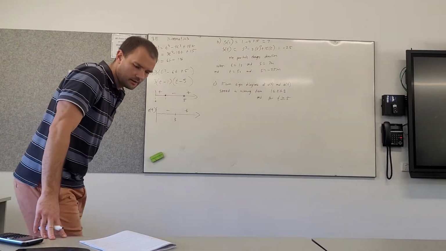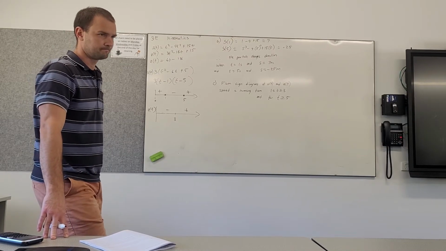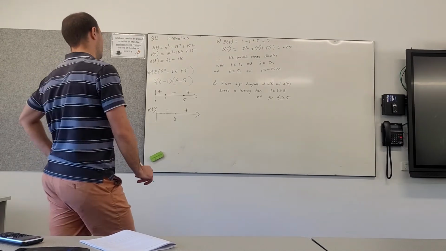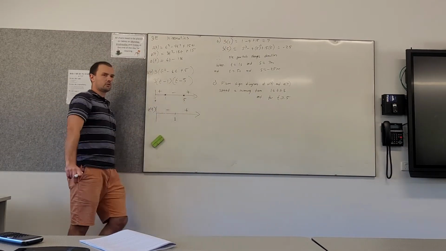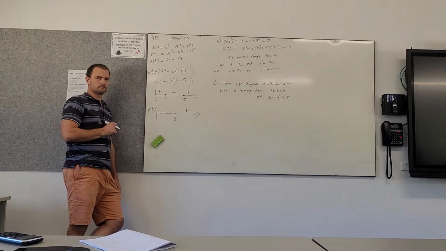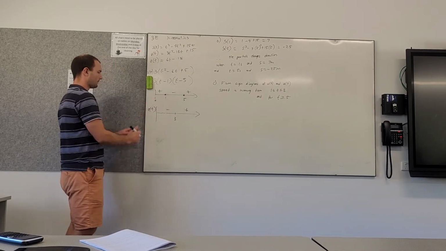Okay, part C, part 2. When is velocity increasing? Okay, so let's make a connection here. The simple answer is velocity is increasing when acceleration is positive. Alright? Now let's try and make a connection as to why.